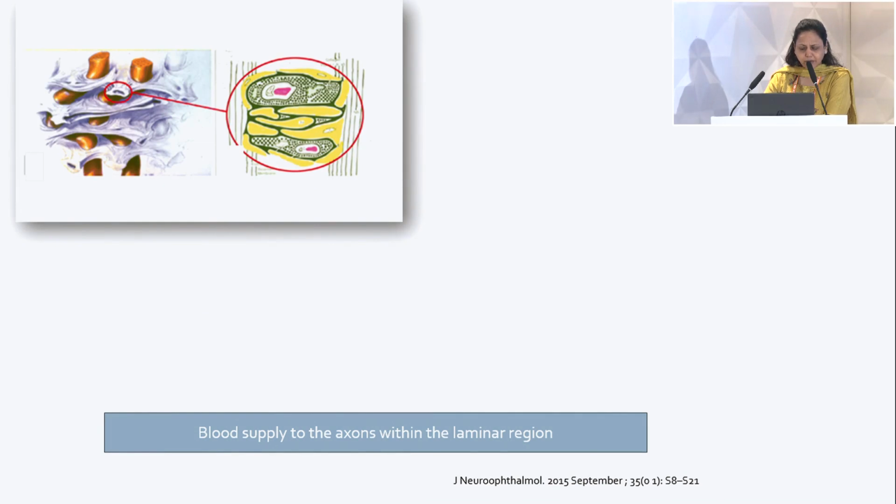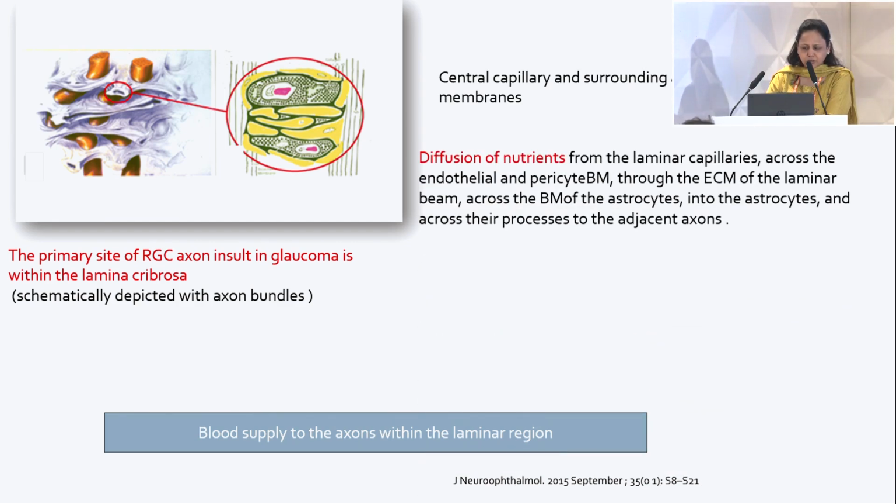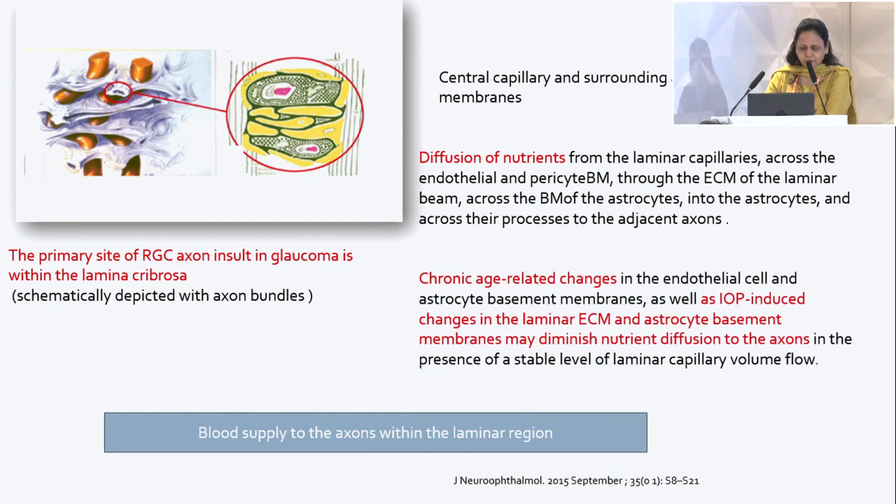So when we talk about the blood supply to the axon, the first thing is that the primary site of the RGC axon insult in glaucoma is within the lamina cribrosa. If you see carefully here, the diffusion of the nutrients goes across the endothelial and pericyte basement membrane, goes through the extracellular matrix of the lamina beam, and then from there it goes to the basement membranes of the astrocyte. In the top picture, the vertical lines depict the axons, and from here it gives the nutrition to the axons. Any reason by which the nutrition supply to these axons is hampered is going to lead to axonal cell death, which further progresses into glaucoma.